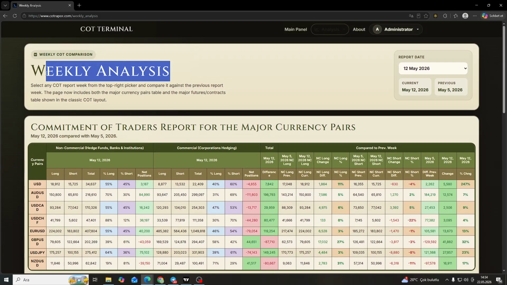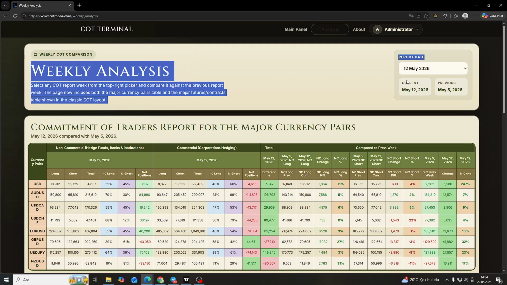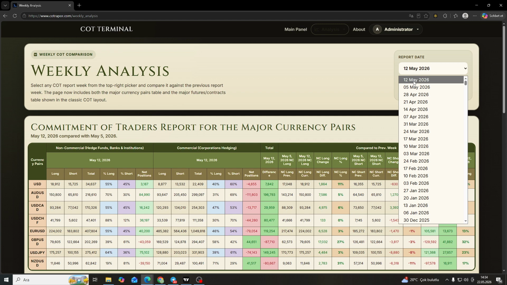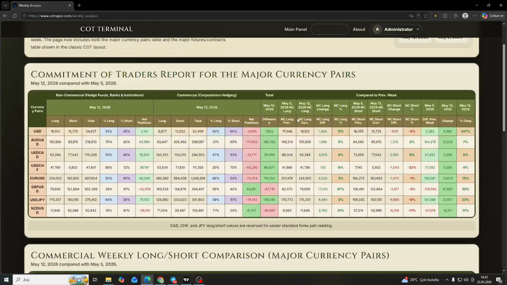If you look at the weekly analysis, we can see the report date chooser, and we will analyze the latest week, the 12th of May. This page provides the latest week and previous week's data so we can compare them and obtain data about what non-commercials like hedge funds, banks, and institutions, and commercials are doing. So let's see the USD data and start the analysis.